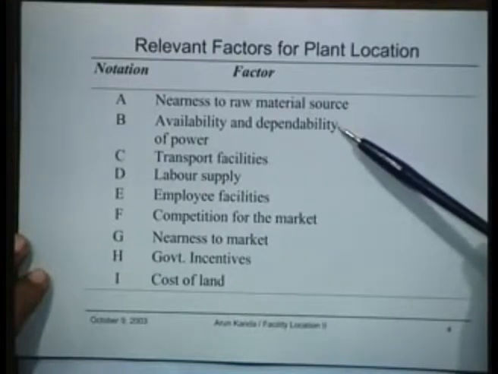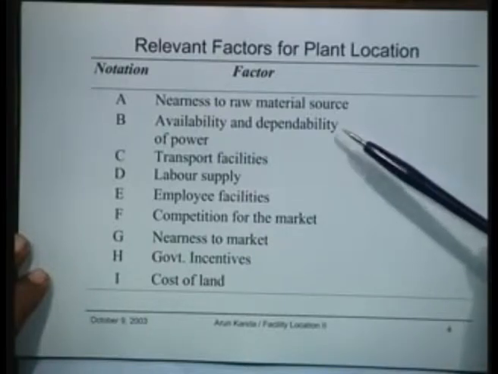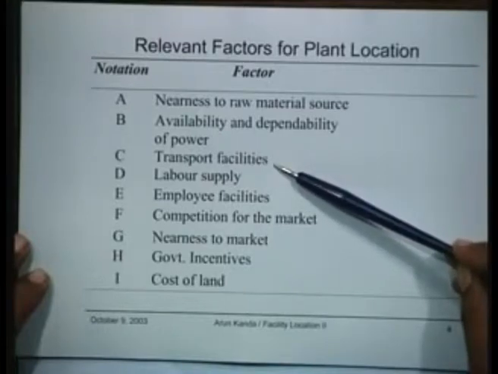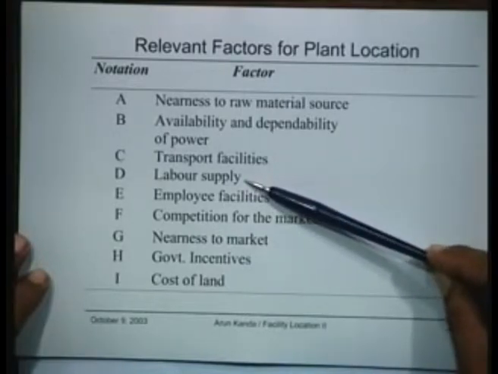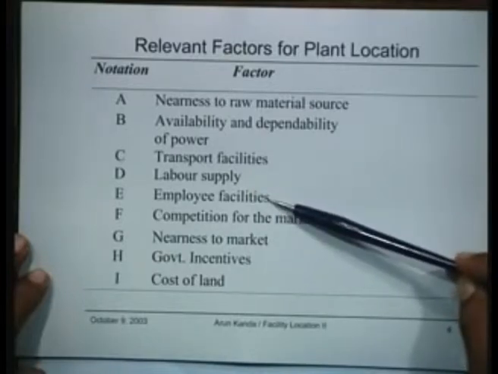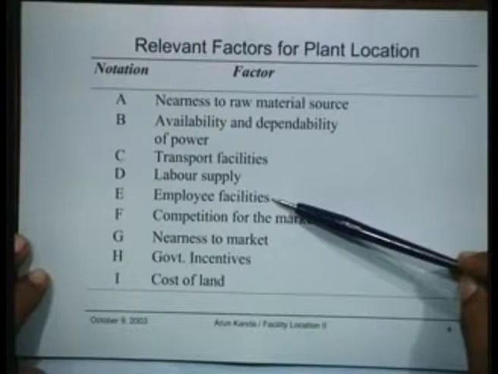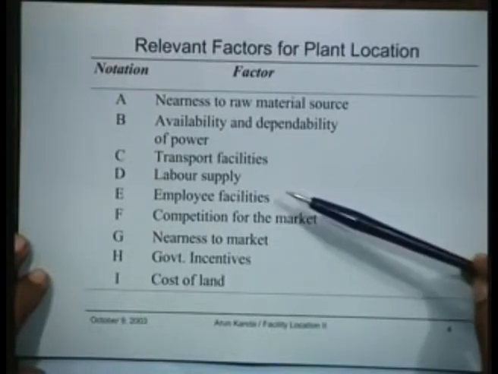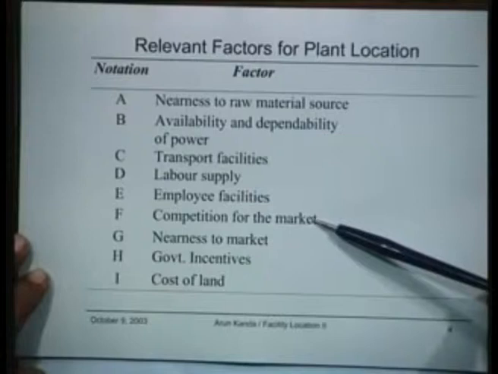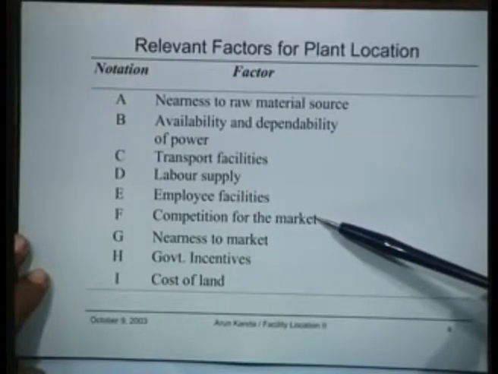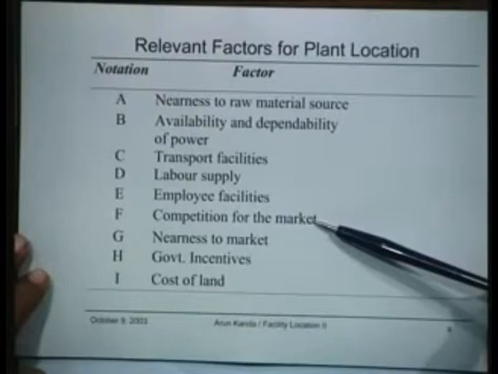The second factor that was considered important was availability and dependability of power. Then the managers identified transport facilities as an important factor. Labor supply was another important factor. Employee facilities, the kinds of facilities that employees will have in terms of shopping, recreation, schools, etc. This was considered to be a factor in the beginning. Competition for the market was considered to be another major factor, because if there were already a large number of manufacturers of straw board in that particular area, it would be difficult to sell your product.